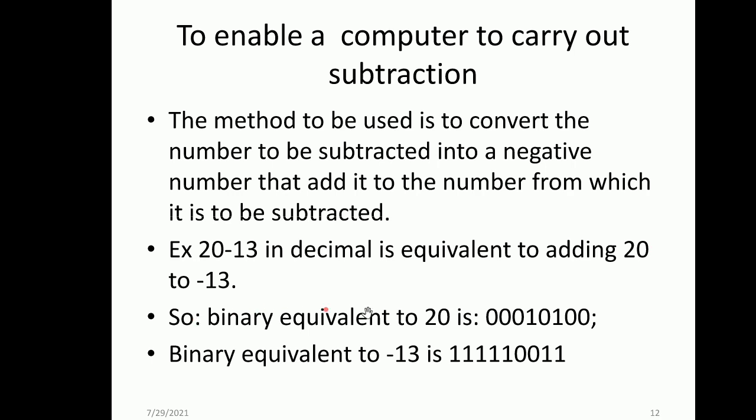So the binary representation of 20 is this, and again you need to check that. Is that equivalent to decimal 20? I think it is. And the binary equivalent of minus 13 in 2's complement arithmetic is 111110011. And you might say, well, how come?